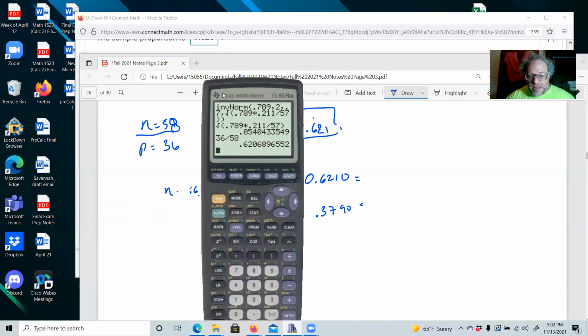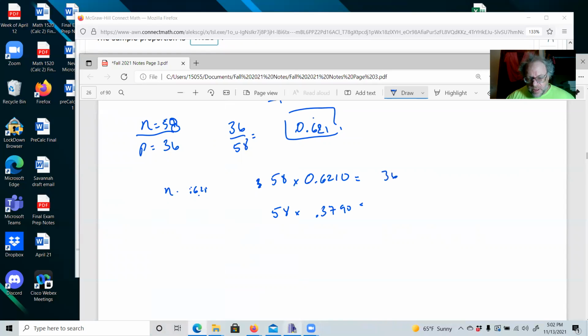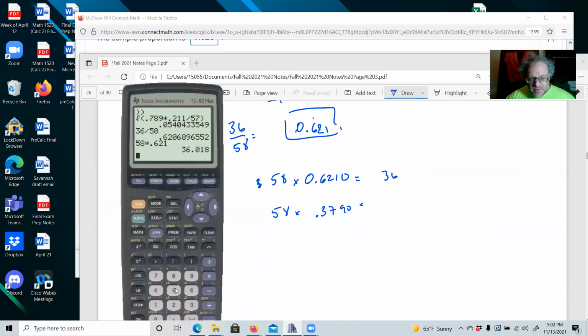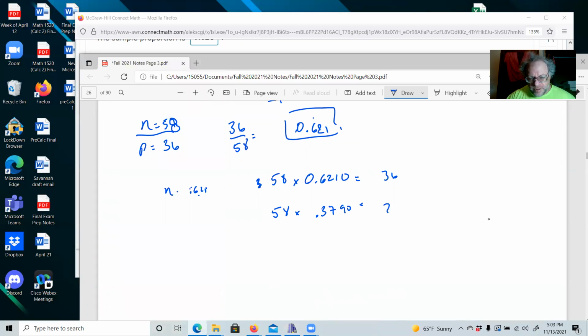So what do we have here? We have 58 times 0.621, and we get 36. Then we're going to have 58 times 0.3790, and we get 21.22. Both of these numbers happen to be bigger than 10, so we're set.